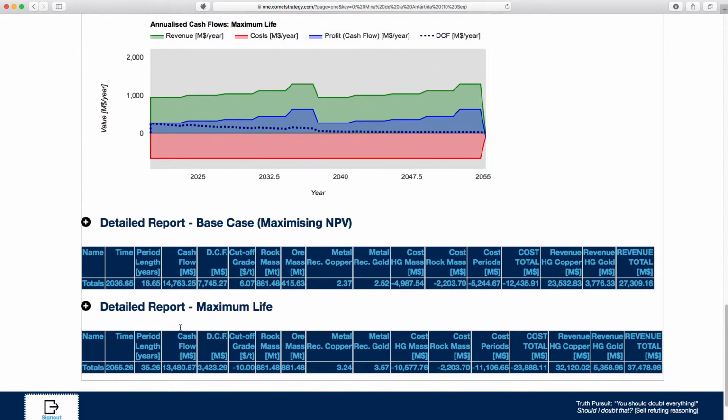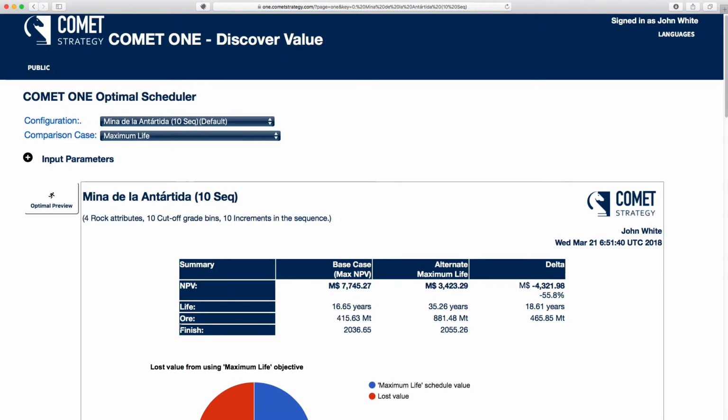So don't go for this objective. Each objective gives you a different result. This is a particularly bad objective. Not many people would think to do this, although some people have used the life of a mine as a proxy for value. But you can see if you actually push this to an extreme, you would get ridiculous results.